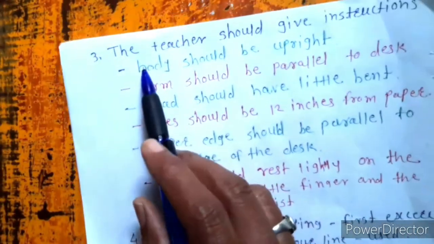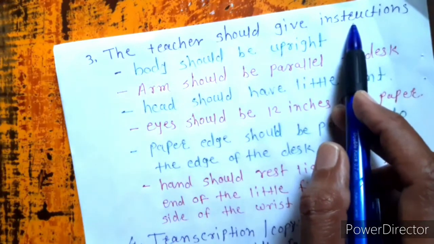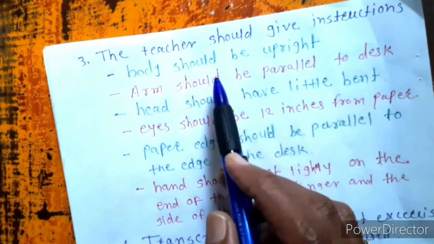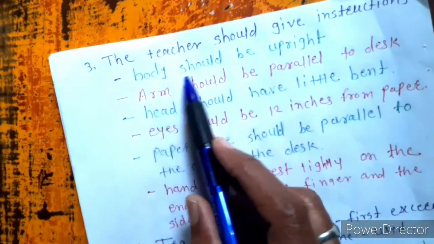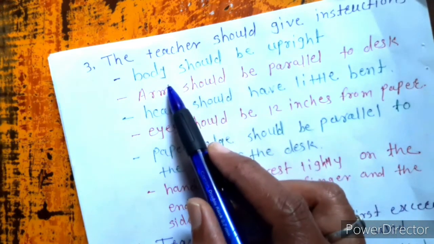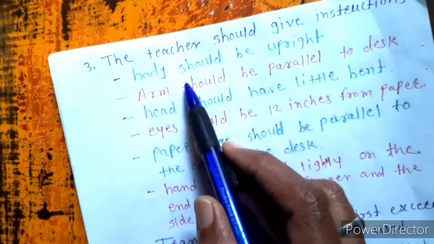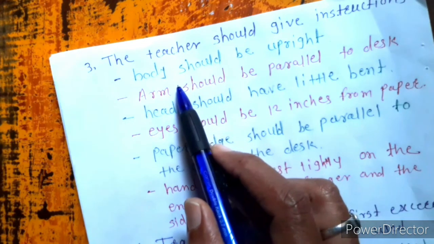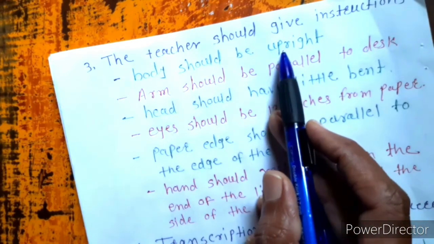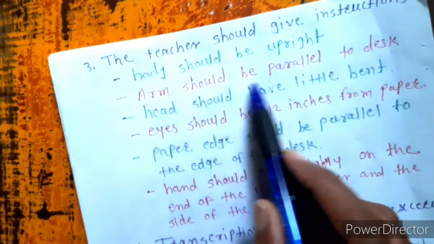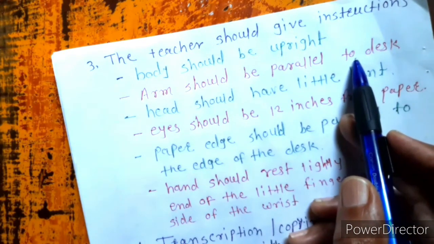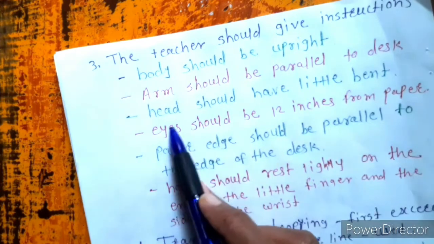Which is the next technique? The teacher should give instructions. Teacher should give the following instructions to the pupils while writing, and that is body should be upright. It is a good habit. Every student should sit properly while writing. Then arm should be parallel to the desk. He sits properly when he writes.